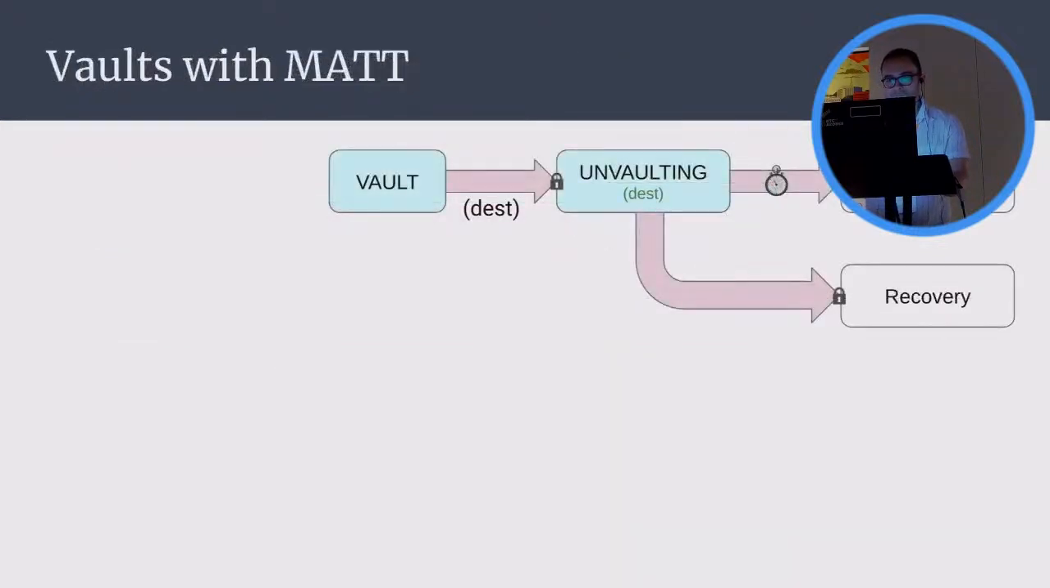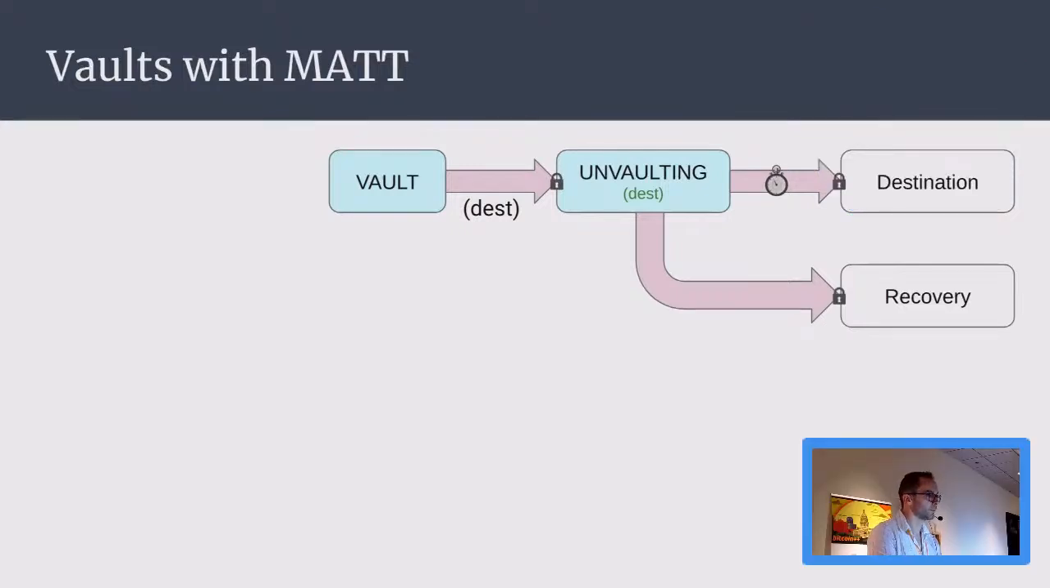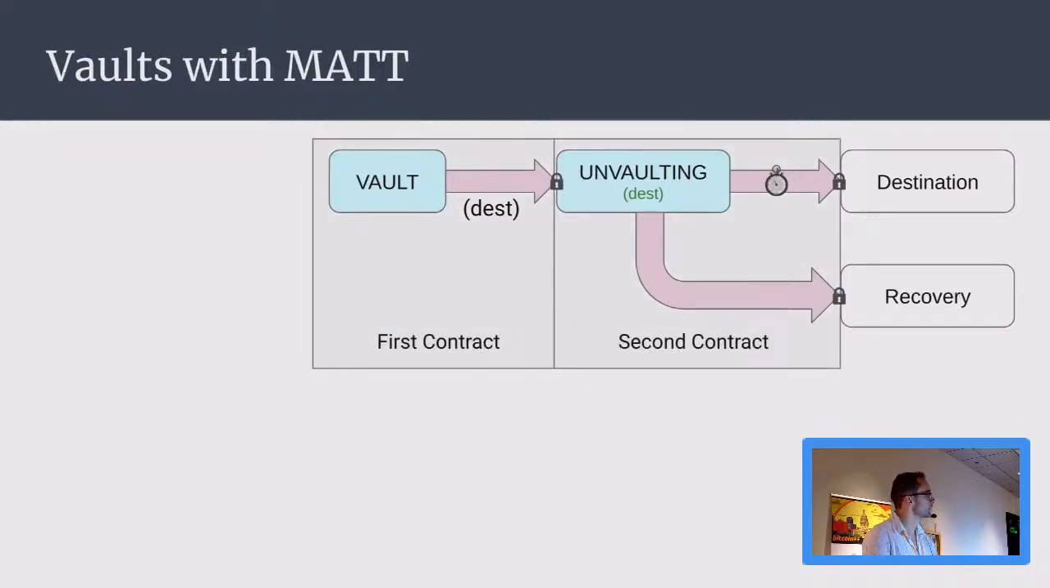And so if we think about the framework we have at hand now with Matt, we can build these state machines quite directly. We have these two contracts. The first contract is the vault, and the second contract is what we call unvaulting. Whatever happens outside is outside of our smart contract at this point.